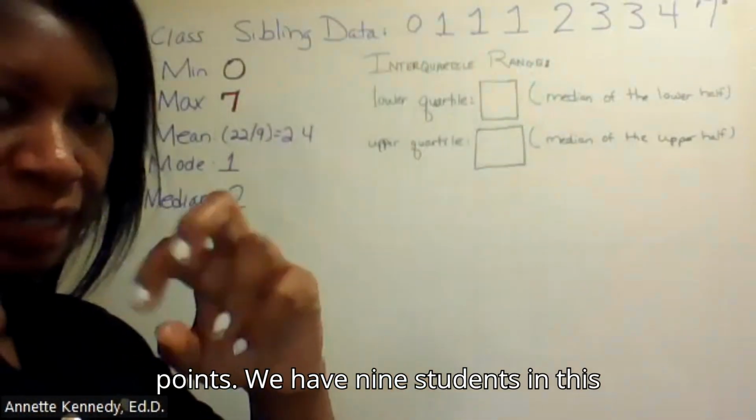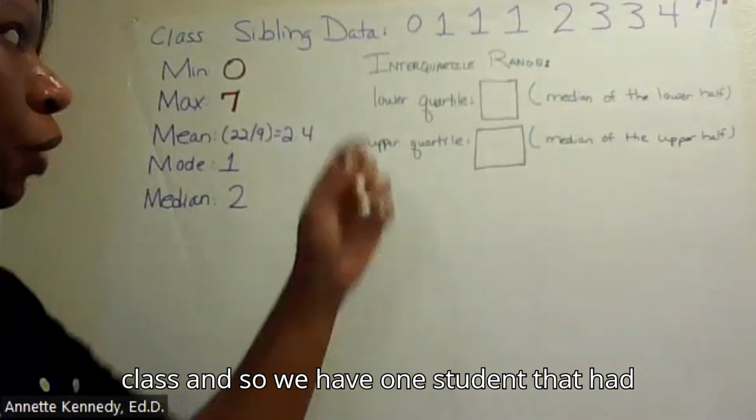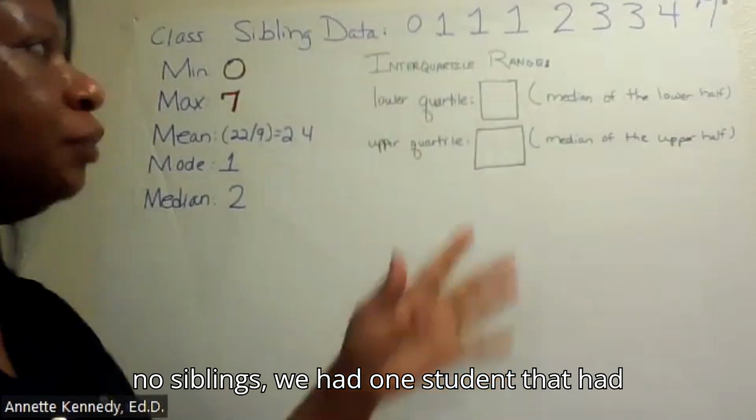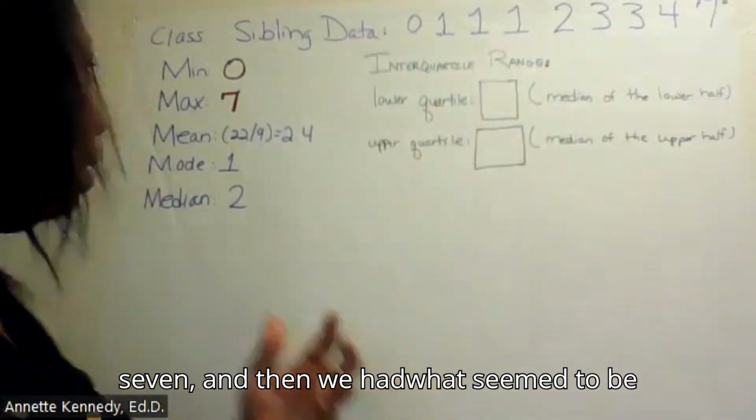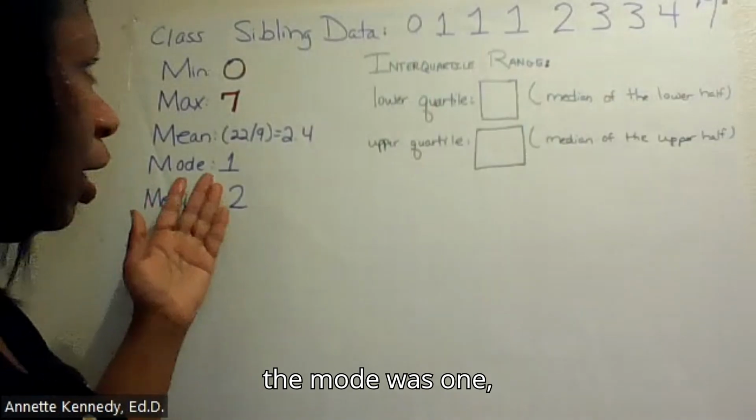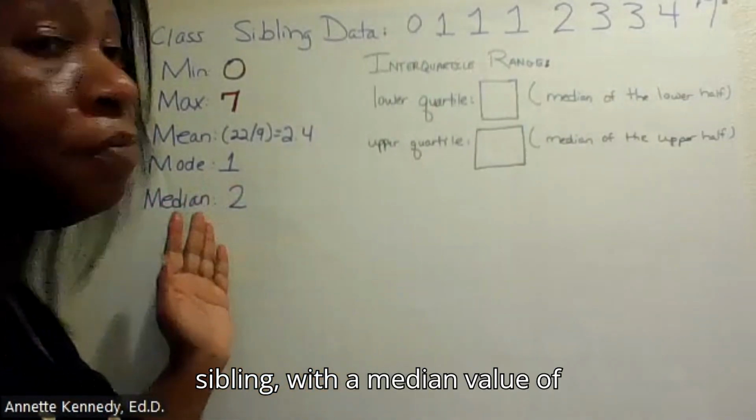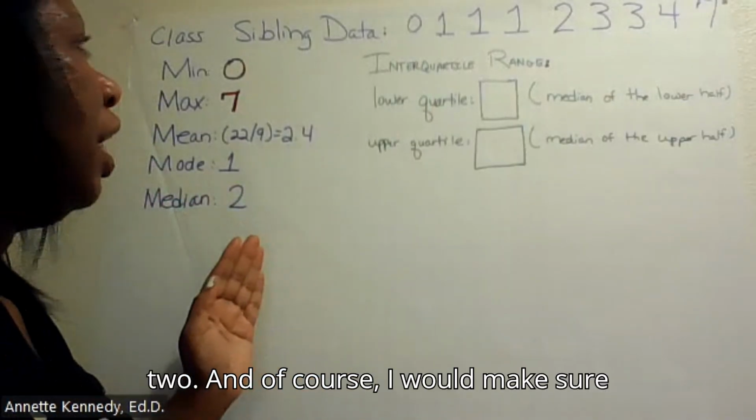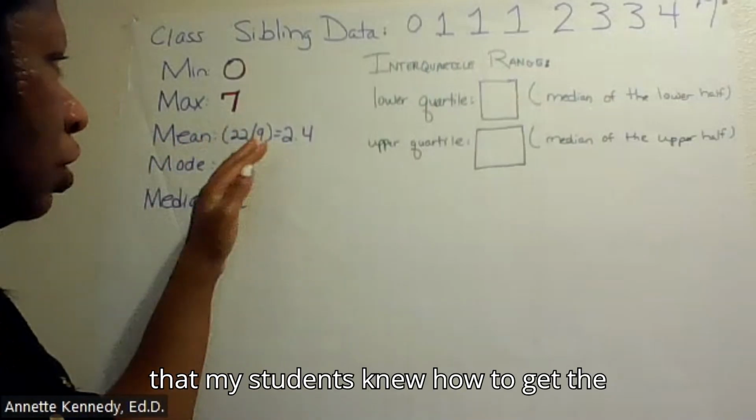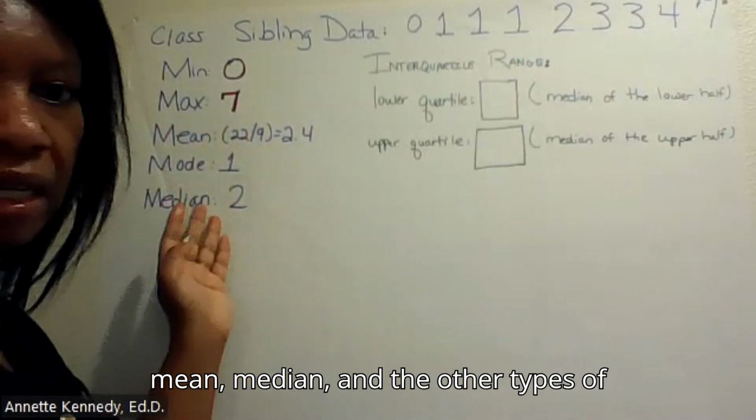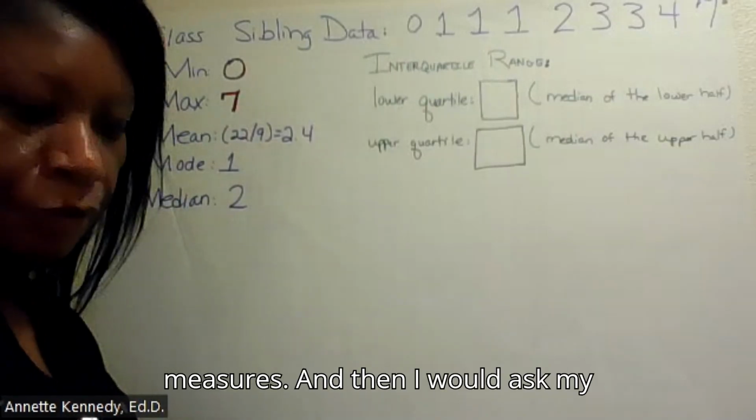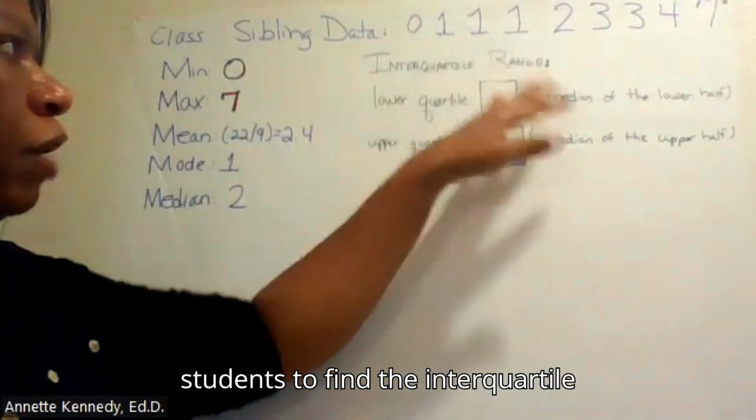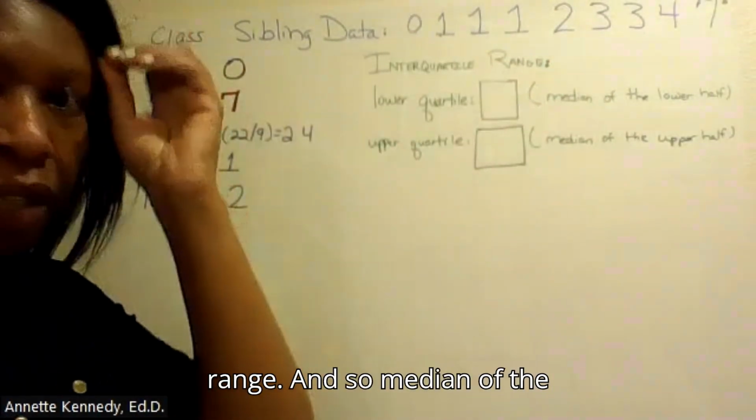We have 9 students in this class. And so we have one student that had no siblings. We had one student that had 7. And then we had what seemed to be the mode was 1 sibling with a median value of 2. And of course, I would make sure that my students knew how to get the mean, median, and the other types of measures. And then I would ask my students to find the interquartile range.